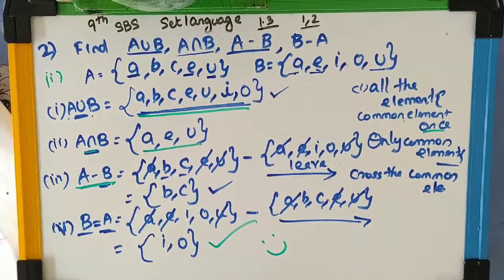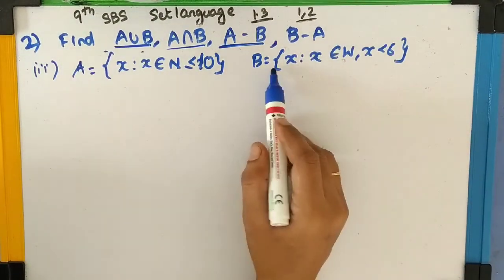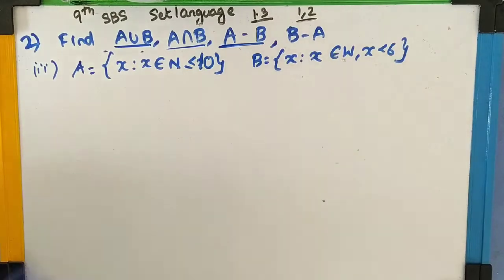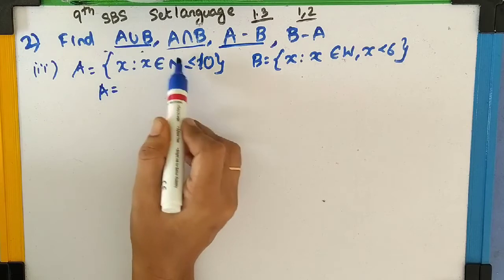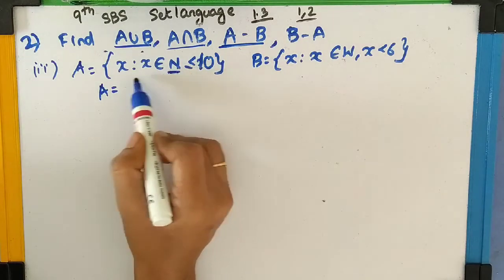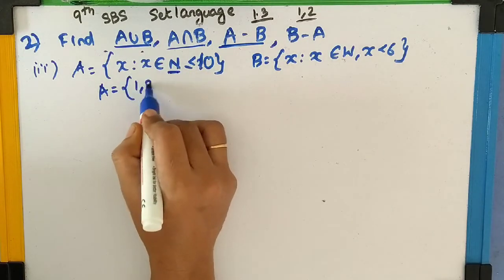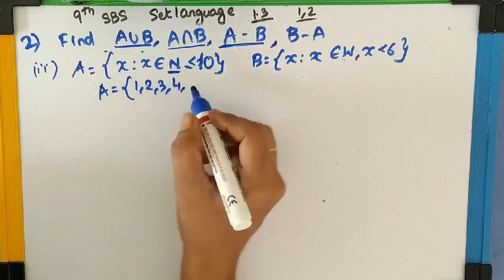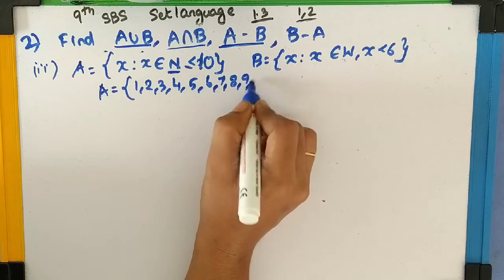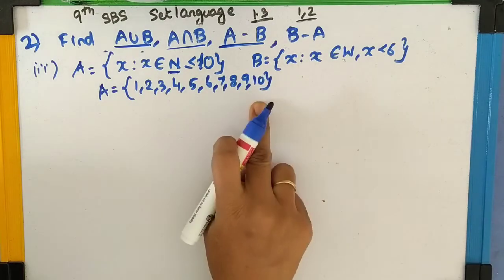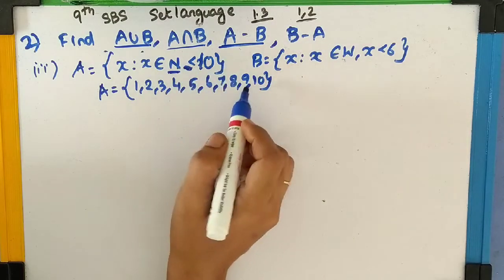Clear? Now let's go to the third question, that is A and B are given. What is A? A is equal to {X : X is a natural number less than or equal to 10}. So since it's a natural number, it starts with 1. So 1, 2, 3, 4, 5, 6, 7, 8, 9 and 10 because less than or equal to 10.